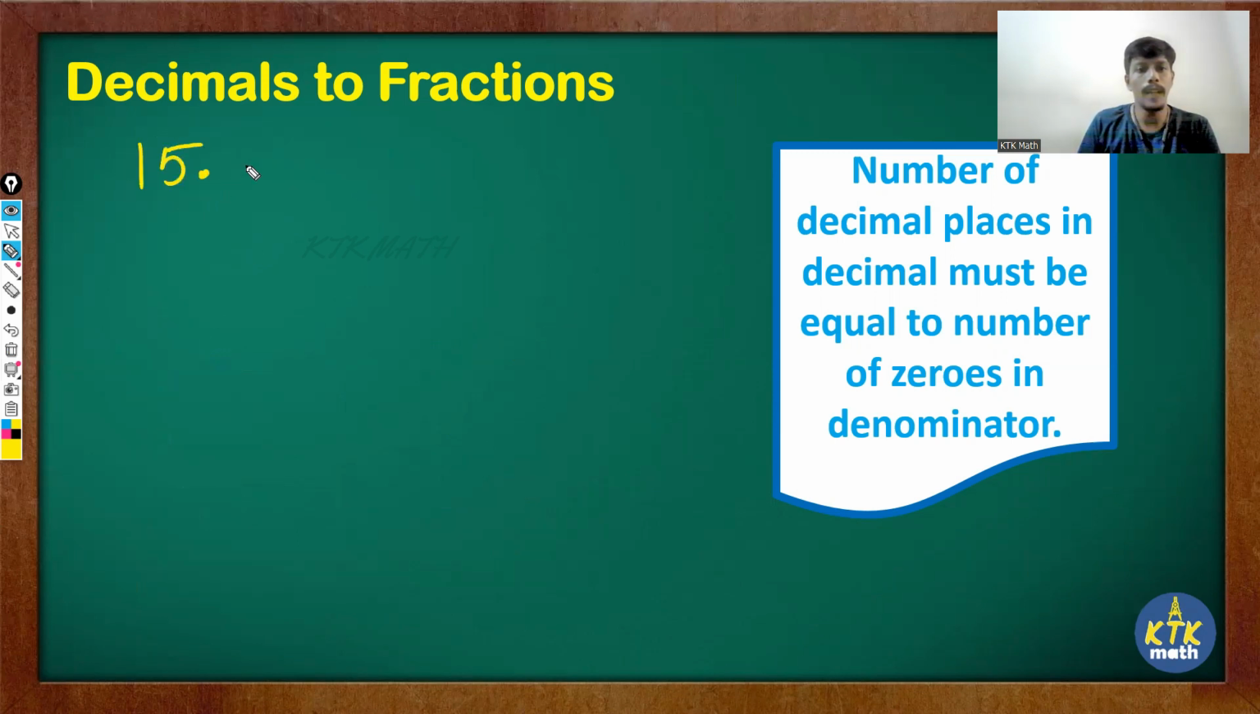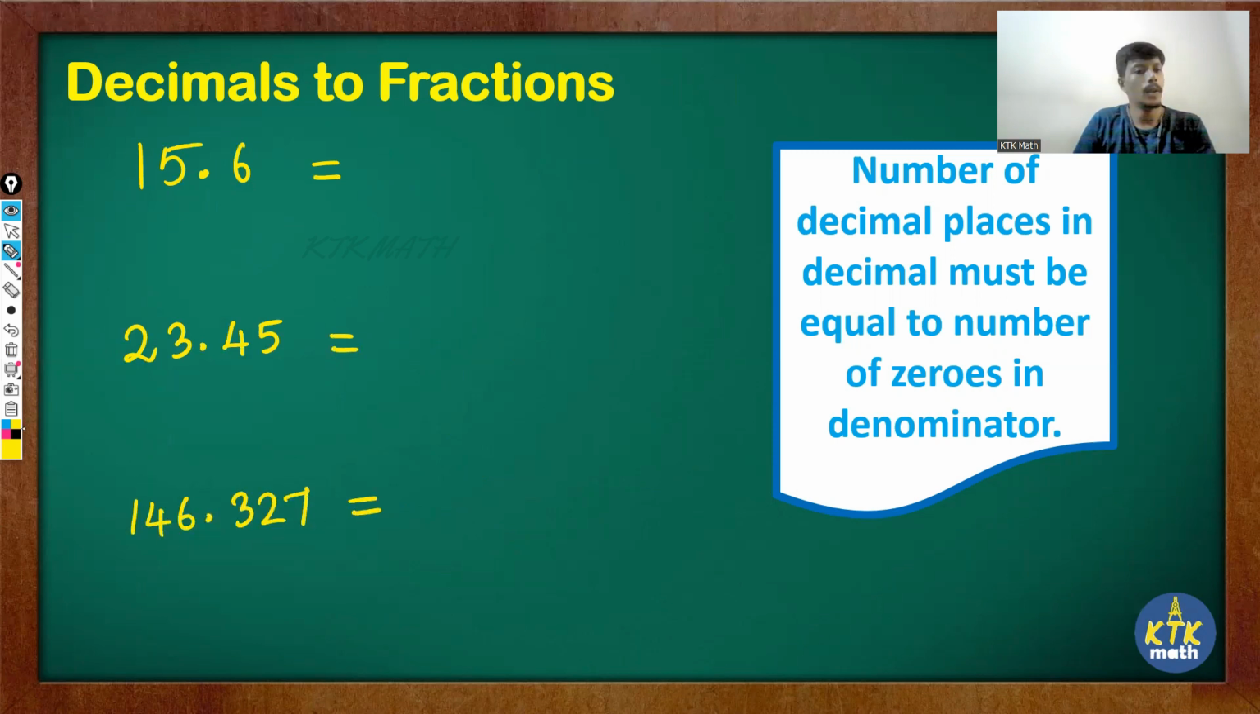If you have 15.6, if you have 23.45, if you have 146.327, you never bother about how many digits there are in total. Our eyes are going to focus only on the numbers after the point. So first step, what you need to do: you remove the decimal point and write the number as it is in the numerator. Clear? Remove the decimal point. Just copy whatever number is given, without the decimal point.